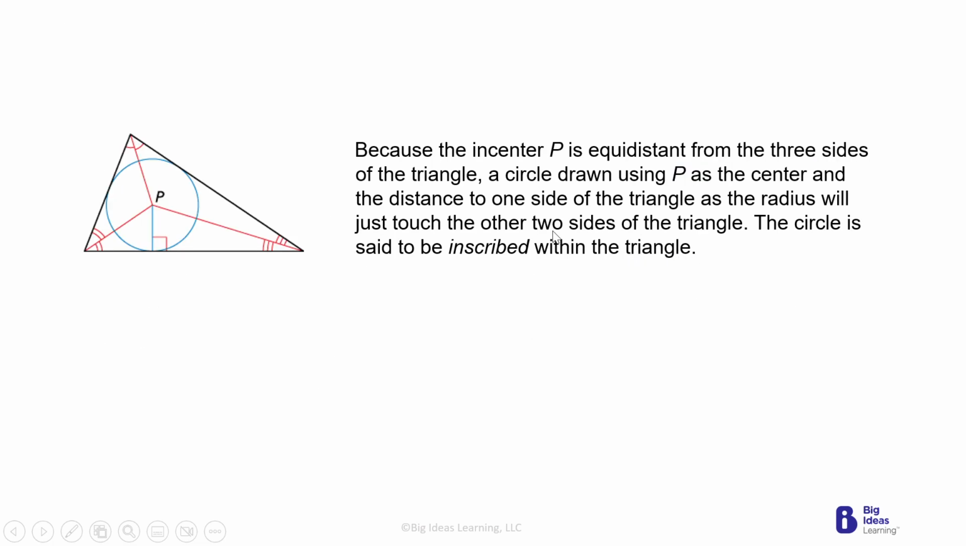Okay. Because the incenter P is equidistant from all 3 sides of a triangle, a circle shown using P as the center and the distance to one side of the triangle as the radius will just touch the other 2 sides of the triangle. The circle is said to be inscribed within the triangle. That was a lot of words to just say, if I take all of the angle bisectors and I find that perpendicular line from it, I can use the radius from my incenter to that perpendicular line, and it will make this perfect circle, and that is what we call our incenter circle, and it is inscribed within the triangle. Just a bunch of fancy words to say, here's a circle inside of the triangle.